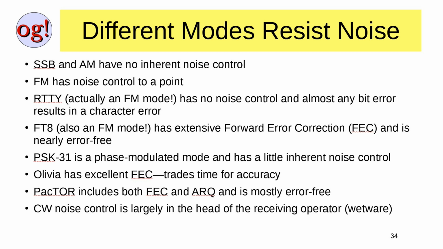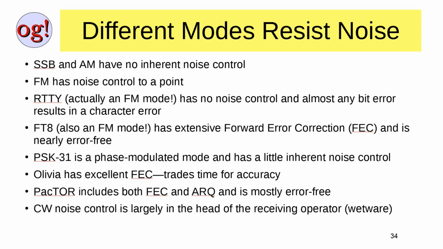other character. Now, FT8, which is also an FM mode, it's modulated between 8 different tones, has extensive forward error correction and is nearly error-free. In fact, most of what is sent is the error correction mechanism. That's why it comes through so well and can come through actually if the signal is below the noise.